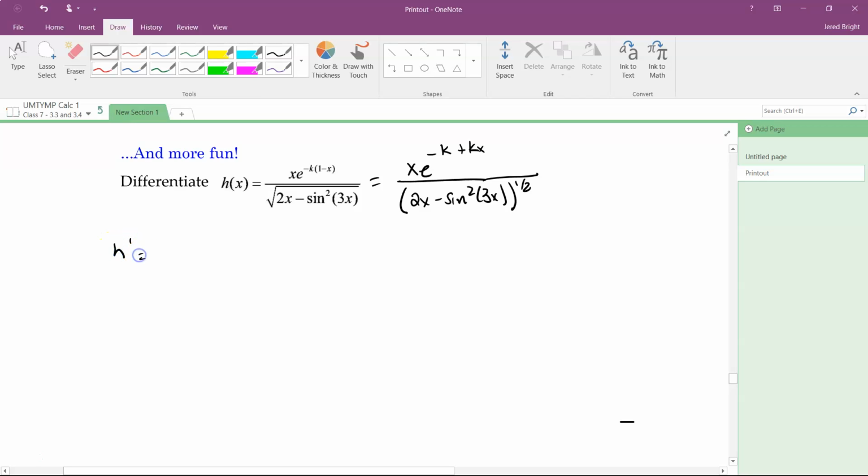H prime. Alright, so where do I start? Well, it's a quotient. I have to do the quotient rule. So I have to do low, 2x minus sine squared 3x to the 1/2, times d high. There's a product in the numerator. Okay, so I do 1 and then d2.